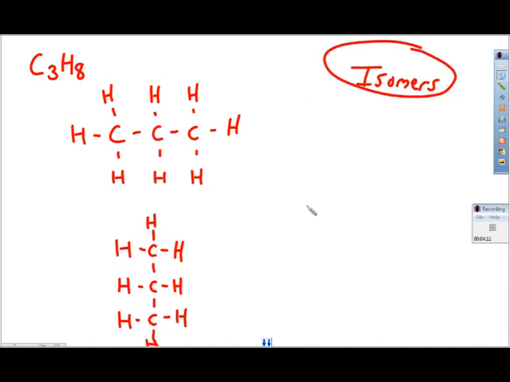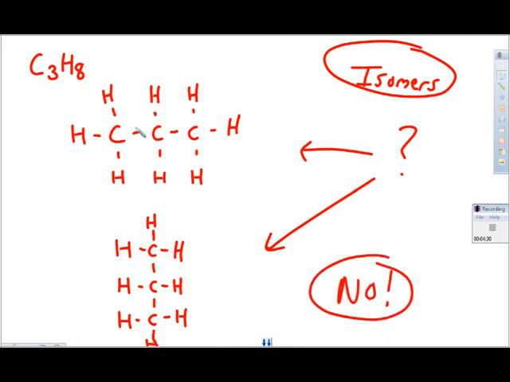So my question to you, are these 2 things isomers of each other? They both have C3H8. They both have 3 carbons, 8 hydrogens. Are they different in structure? The answer is no, absolutely not. Because we can take this one, rotate it 90 degrees, and it's the same as this. So all the atoms are connected in the same way, so these are not isomers.